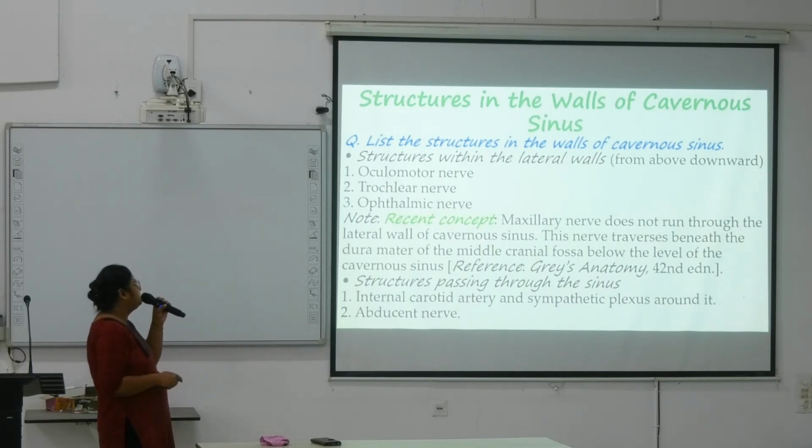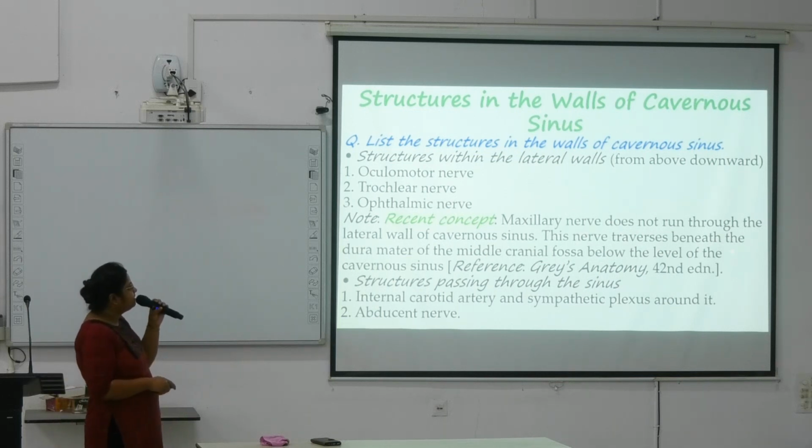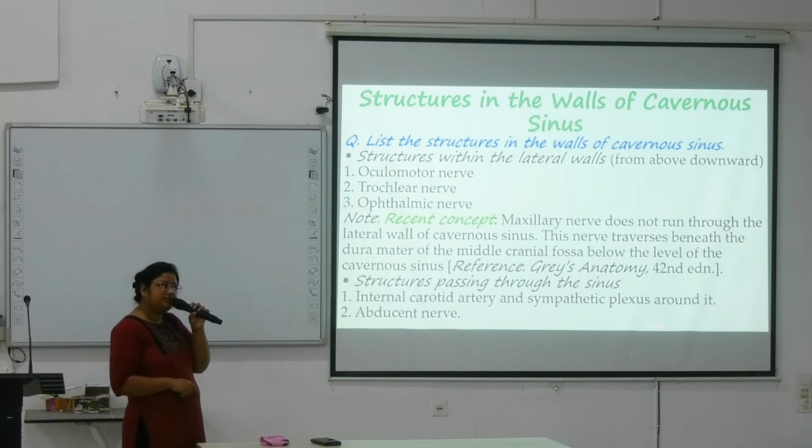According to the recent concept, the maxillary nerve does not run in the lateral wall of the cavernous sinus; this nerve traverses beneath the dura mater of the middle cranial fossa, below the level of the cavernous sinus. The structures passing through the cavernous sinus are the internal carotid artery with the sympathetic plexus around it, and the abducent nerve. All this you have seen in the previous picture. So these relations are important. In the lateral wall lie the oculomotor nerve, trochlear nerve and ophthalmic nerve, and within the sinus lie the internal carotid artery with the sympathetic plexus and the abducent nerve.